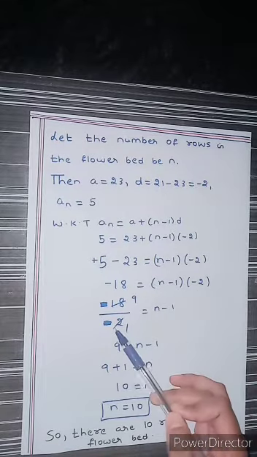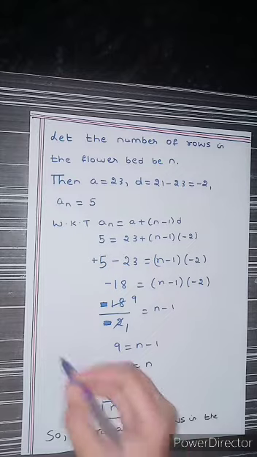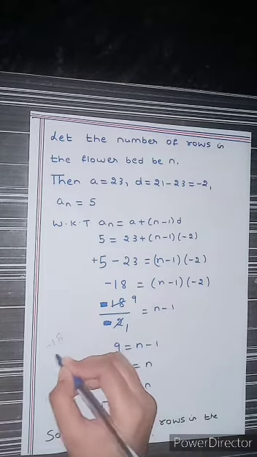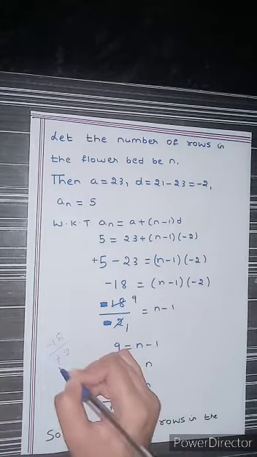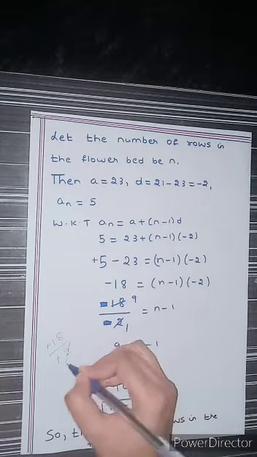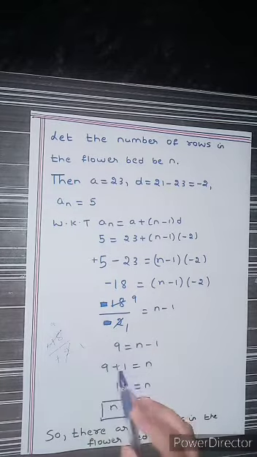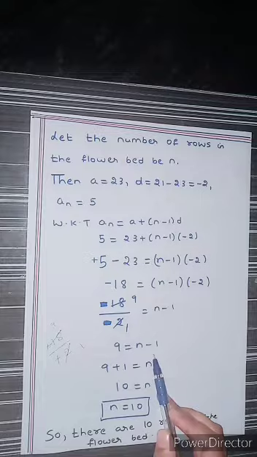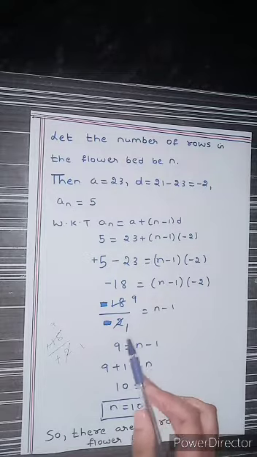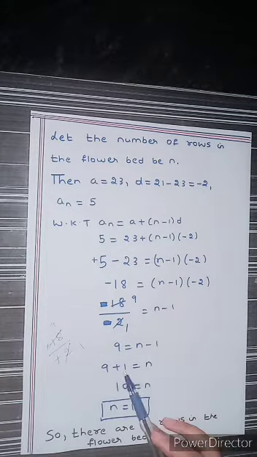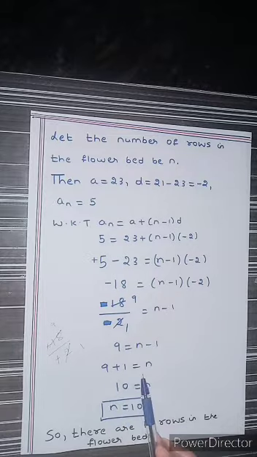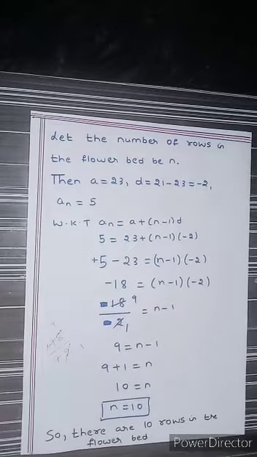Shift minus 2 to the denominator of left hand side. See, I'll show you. Minus 18 divided by minus 2. Minus minus gets cancelled. 2 ones are 2, 2 nines are 18, so 9 equals N minus 1. Shift minus 1 to left hand side, minus 1 becomes plus 1, 9 plus 1 equals N. 9 plus 1 is 10, 10 equals N, N is 10. So there are 10 rows in the flower bed, okay.